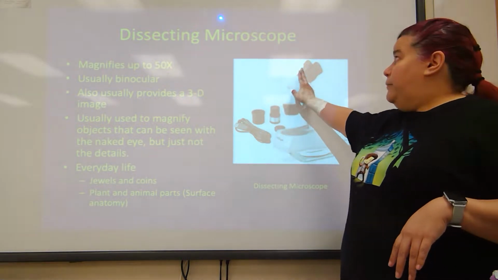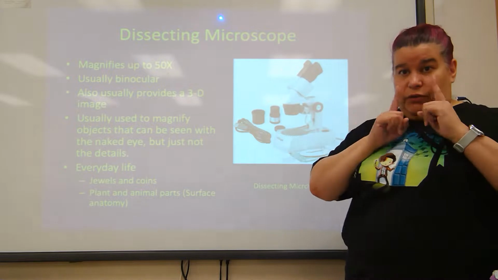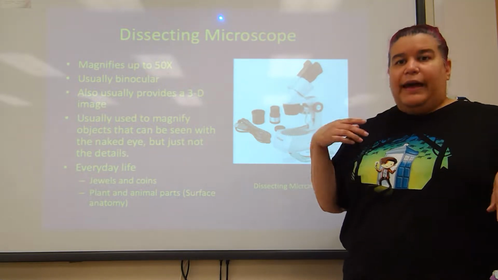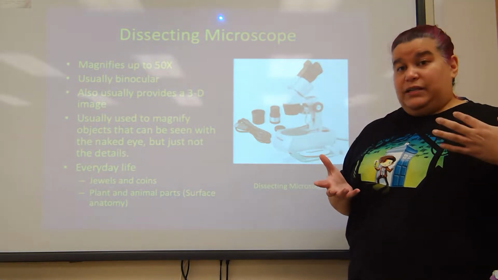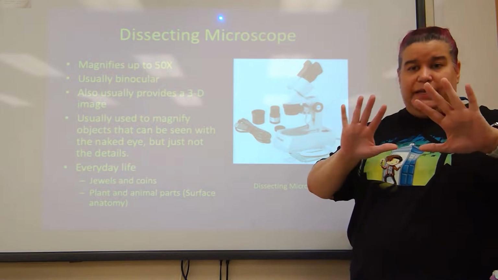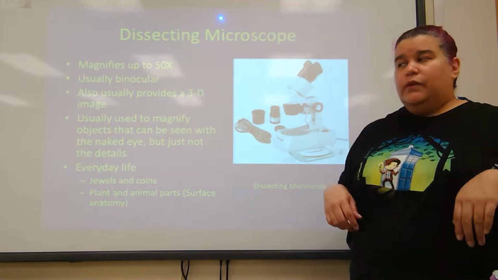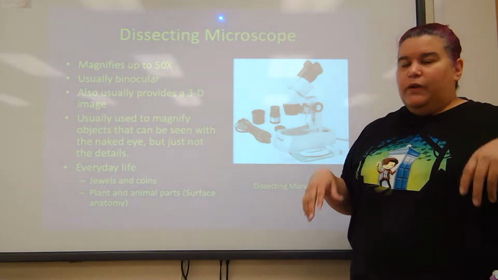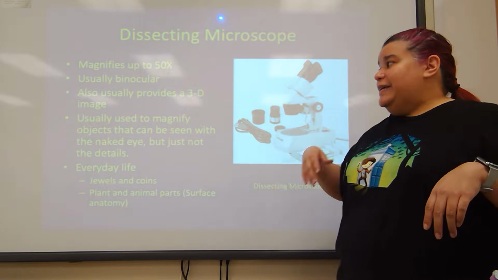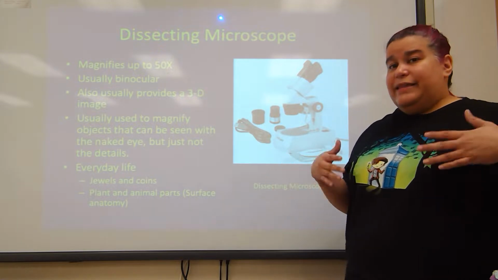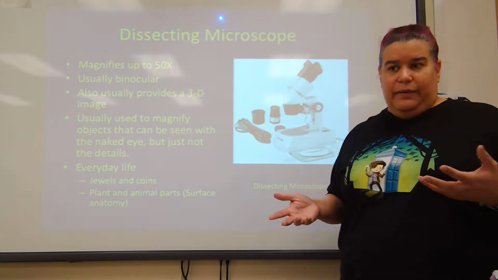Usually they are binocular, meaning that you've got two places to look. And that actually allows us to see in 3 dimensions because it gives us 2 points of view, one with each eye. Usually it is used to magnify objects that can be seen with the naked eye.